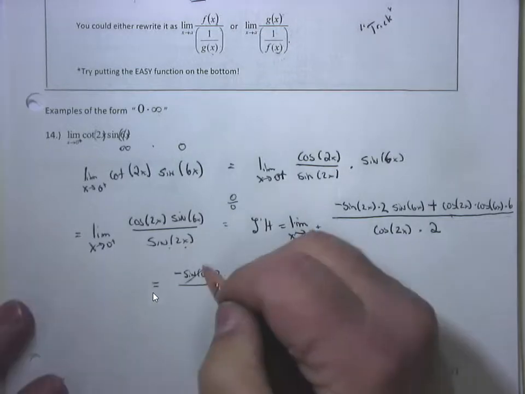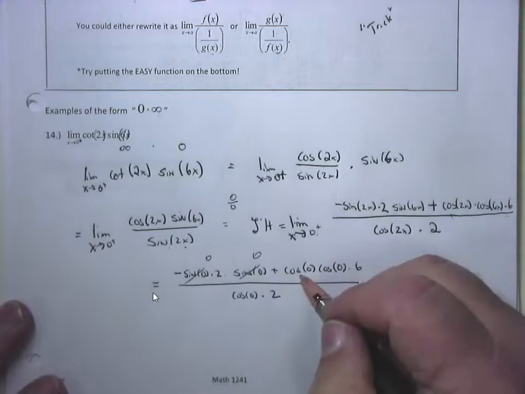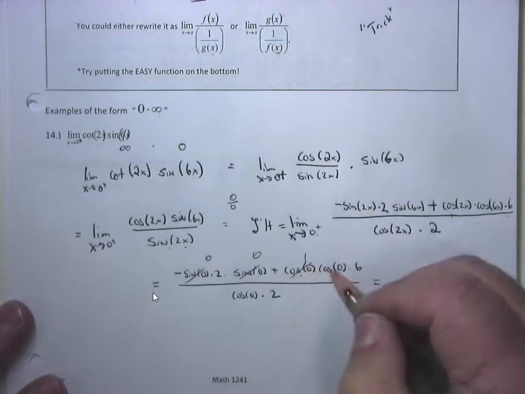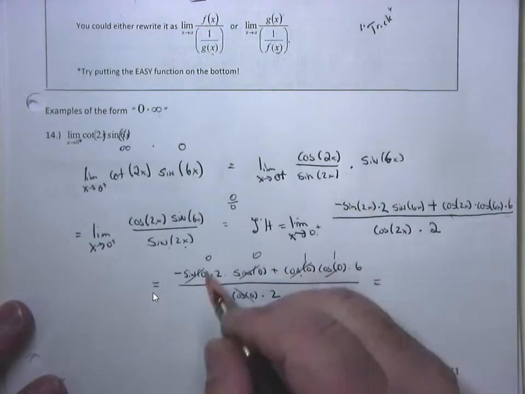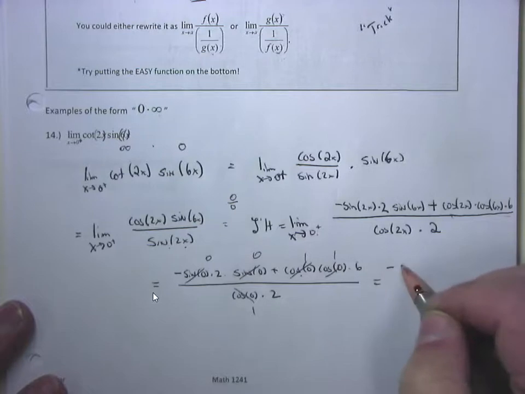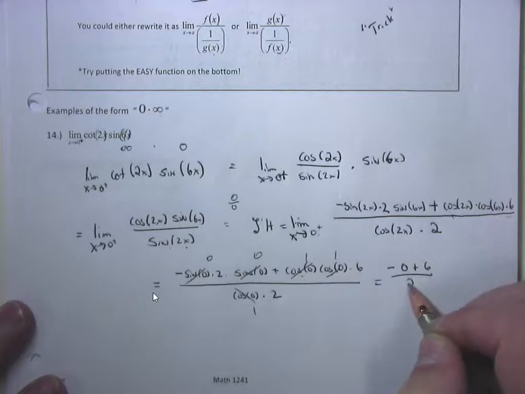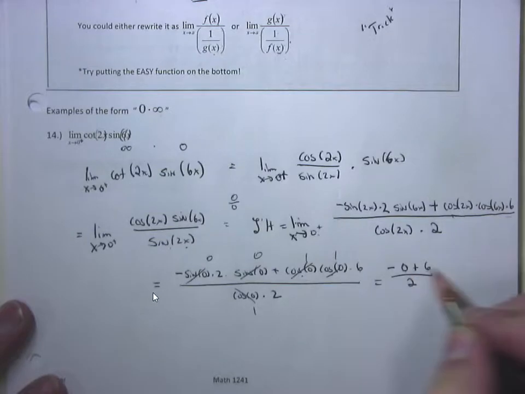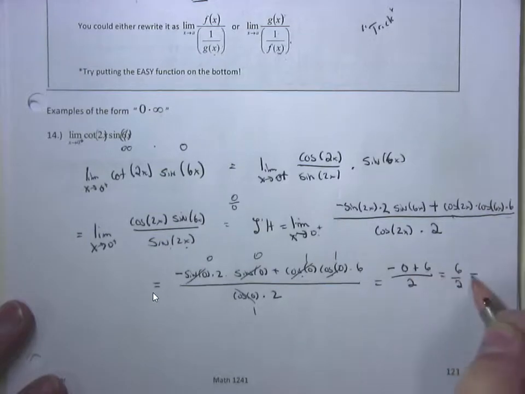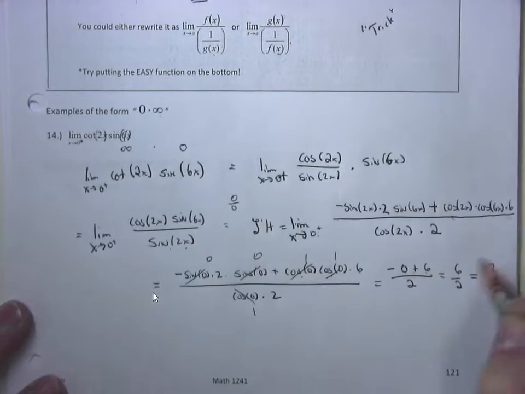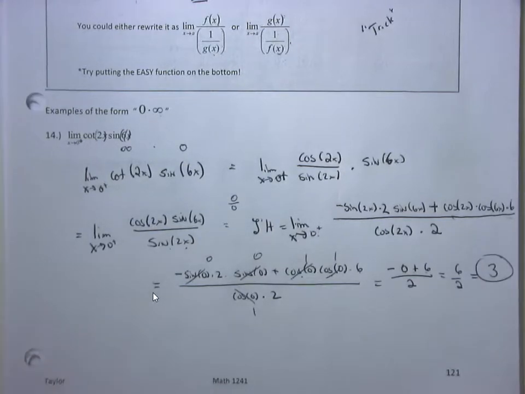What's the sine of 0? 0. What's the cosine of 0? 1. So we end up getting negative 0 plus 1 times 1 times 6 is 6, over 2. Negative 0 is 0, plus 6 is 6, divided by 2. What is my answer? 3. The solution is 3.